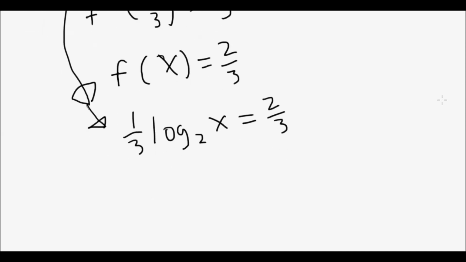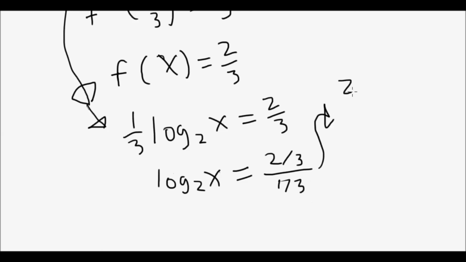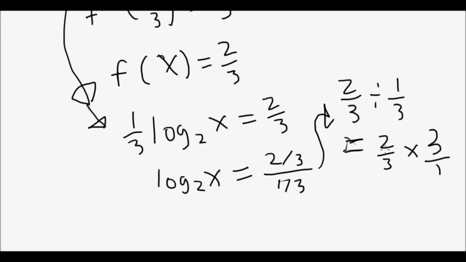So we're going to go ahead and say log 2x is going to equal 2 over 3 divided by 1 over 3. Now, one way I like to do this, when I'm dividing two fractions, is to multiply 2 over 3 times the reciprocal of the second fraction. So these are equal. And this is going to be equal to 6 over 3, which is just equal to 2.